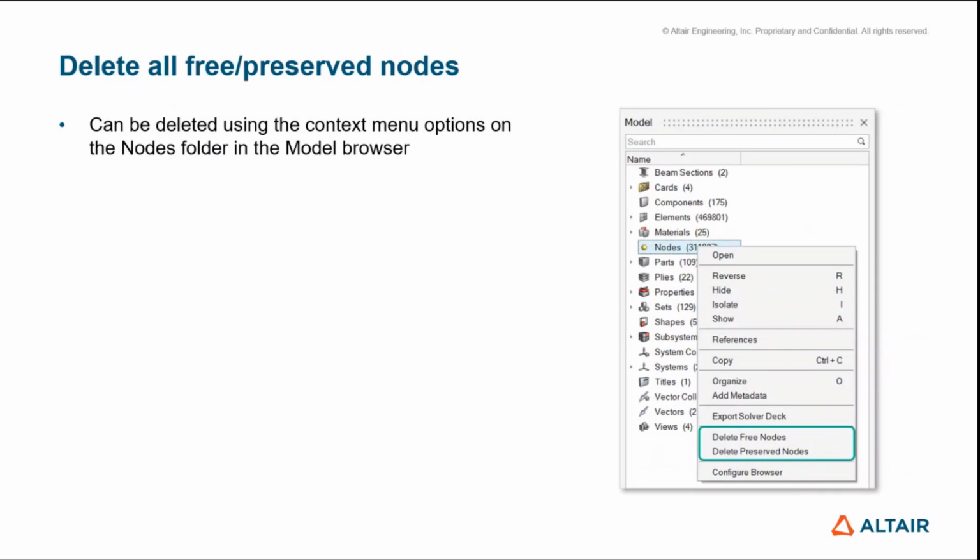Next is an option to delete all the free nodes and preserve nodes in the model. You can quickly do that by right-clicking on the nodes folder. This will delete all the free nodes and preserve nodes present in the model. That option is here on the nodes folder.